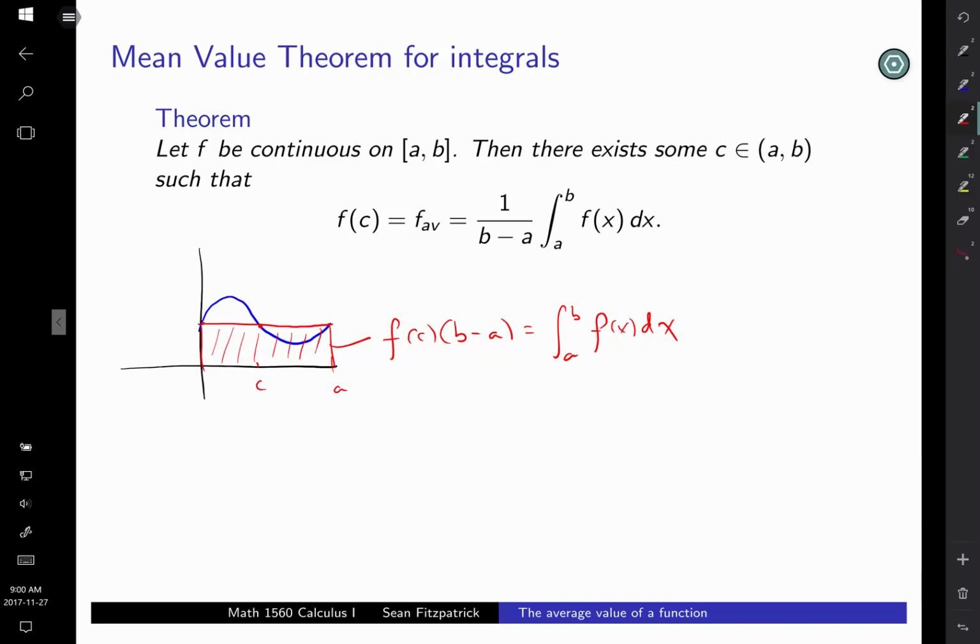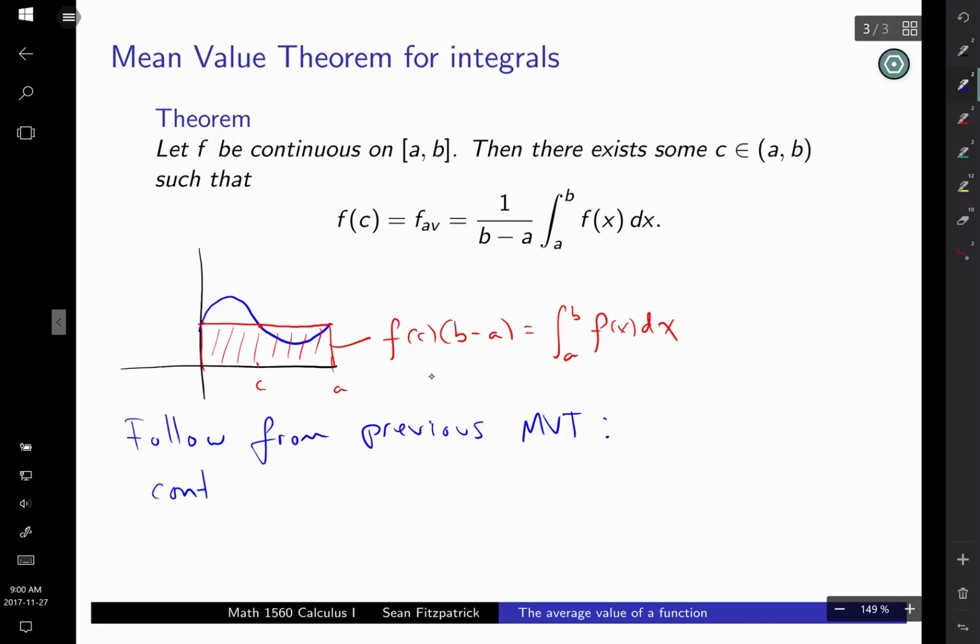Why does the mean value theorem work? This mean value theorem for integrals? Well, it comes from the mean value theorem for derivatives. Right, so this comes from our previous mean value theorem.